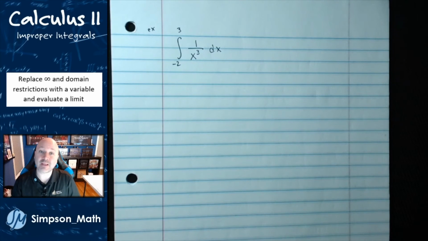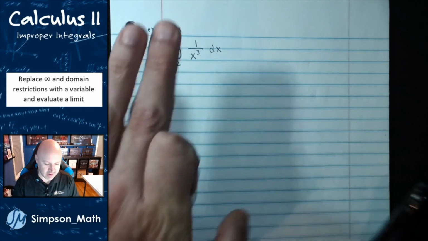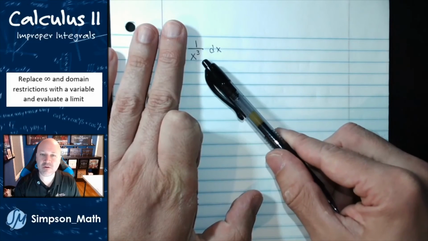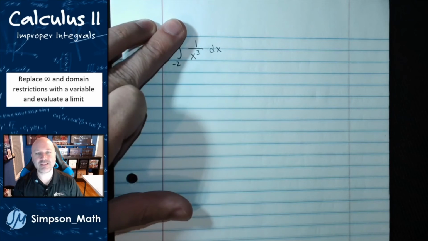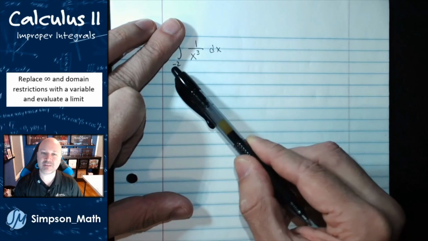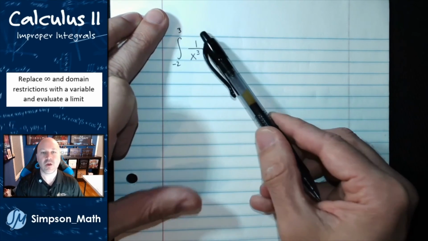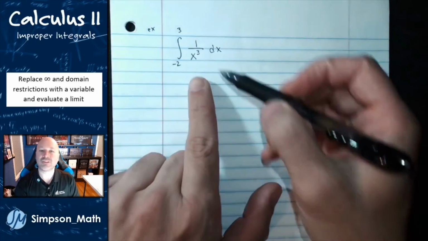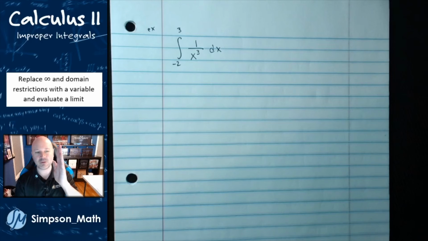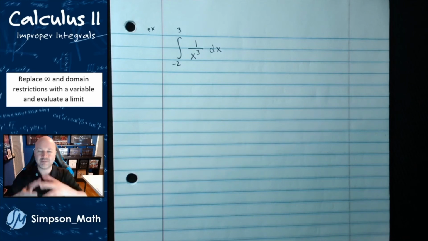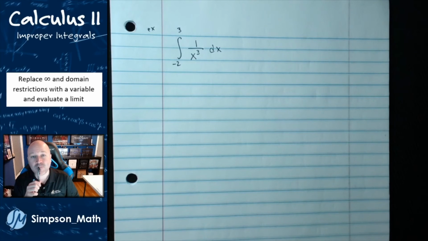Now, at first glance, this may look like a p-test. I've got a 1 over x to some power. But for the p-test to work, you have to start in the positive region and go to infinity. So it's not the p-test. I just have one of those functions and I'm narrowing in from -2 to +3. Slice that, and then what's that area? Hopefully, though, you see a problem with this function.